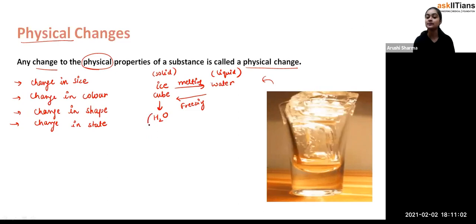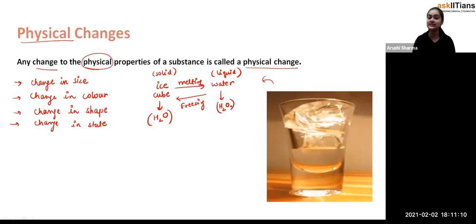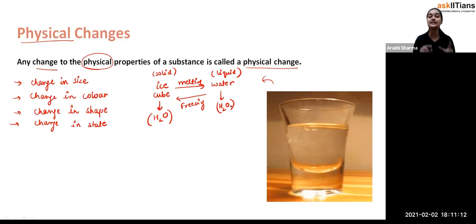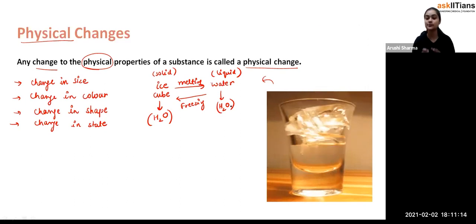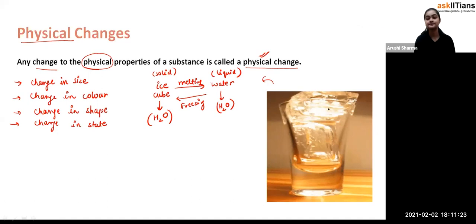So its chemical composition, that is H2O, will remain the same, and in the liquid it also remains the same. So that's how, student, you can say that physical changes are those types of changes in which the physical properties change but the chemical composition remains the same. Such types of changes are called physical changes. Okay, so this is the example of change in state.